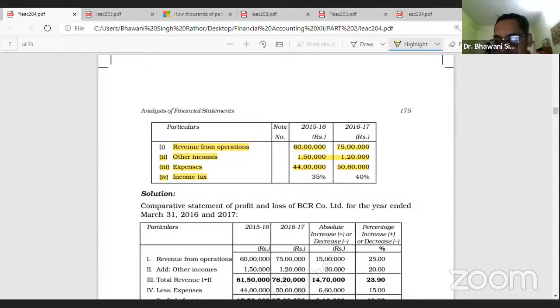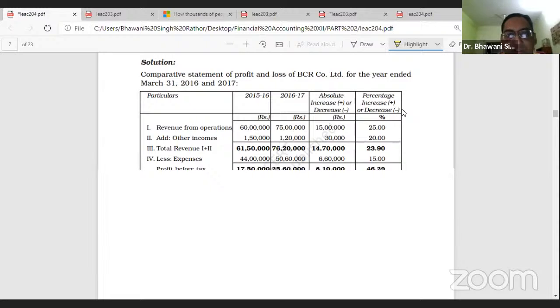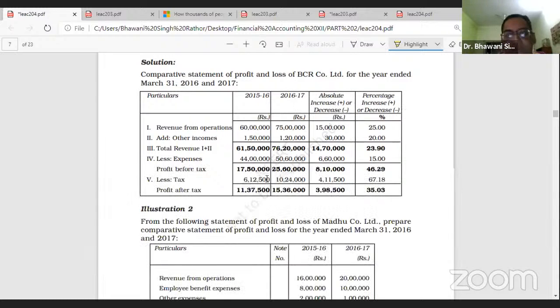What we need to do is put the information for the 2 years in a particular format. That means we arrange the information given to us as per the format of the statement of profit and loss. We start with the revenue from operations, then other income, then total revenue. Then we have less expenses, and then profit before tax. When you apply the tax, you get the profit after tax. For the 2 years, you just rewrite the given information in this format. The first year is the previous year, and the second year is the current year.